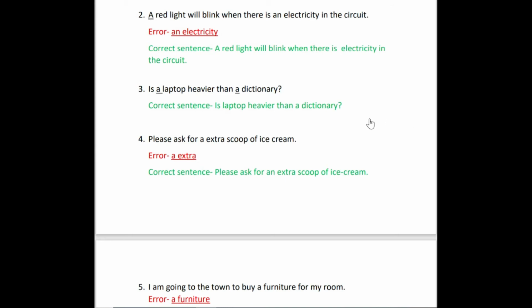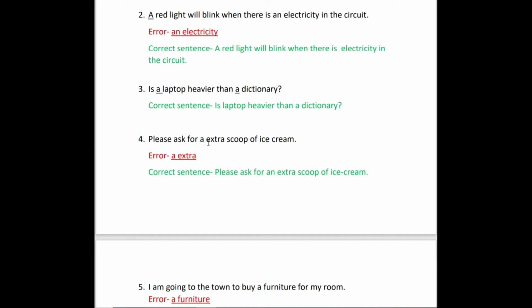Is a laptop heavier than a dictionary? It is completely correct. So here we don't need to make any change. The correct sentence is: is a laptop heavier than a dictionary? This is absolutely the right answer, so I have not written any error over here. Now comes number 4.